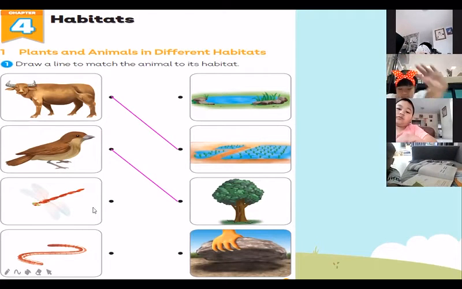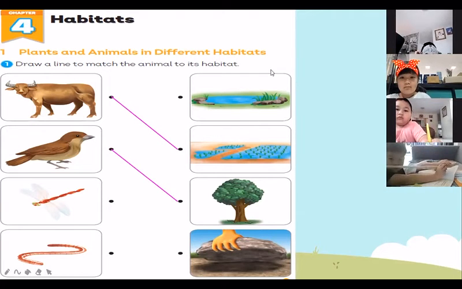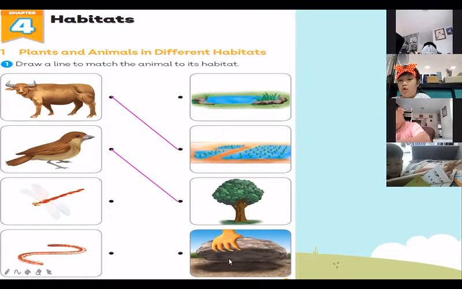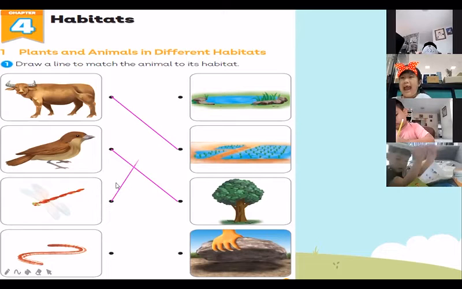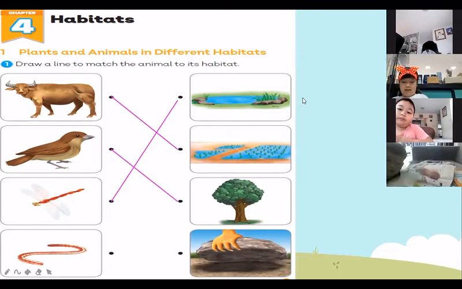Okay, our next one, our dragonfly. Does the dragonfly live in or near a pond or under a rock? Under the rock? No. By the pond? Yes. So we're going to draw a line to the pond.